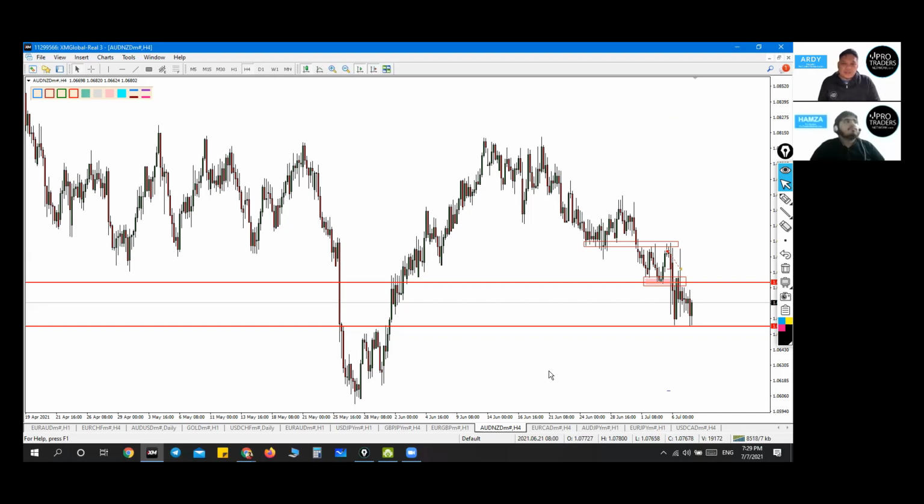And technically on the charts, you can see that lower highs and lower lows are being created, right? Yeah, I entered on this. This was support, breakout, retest with rejection. I entered on this.